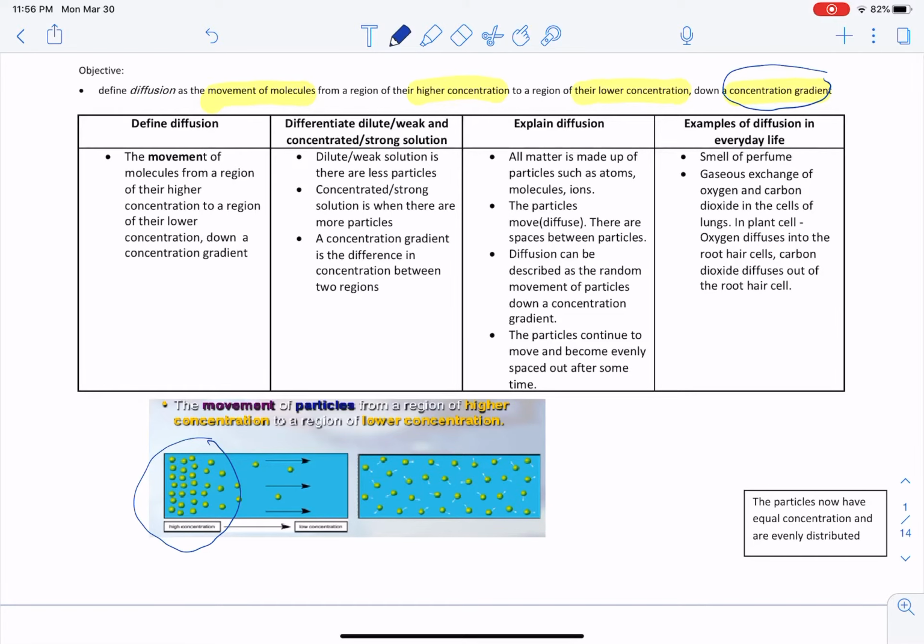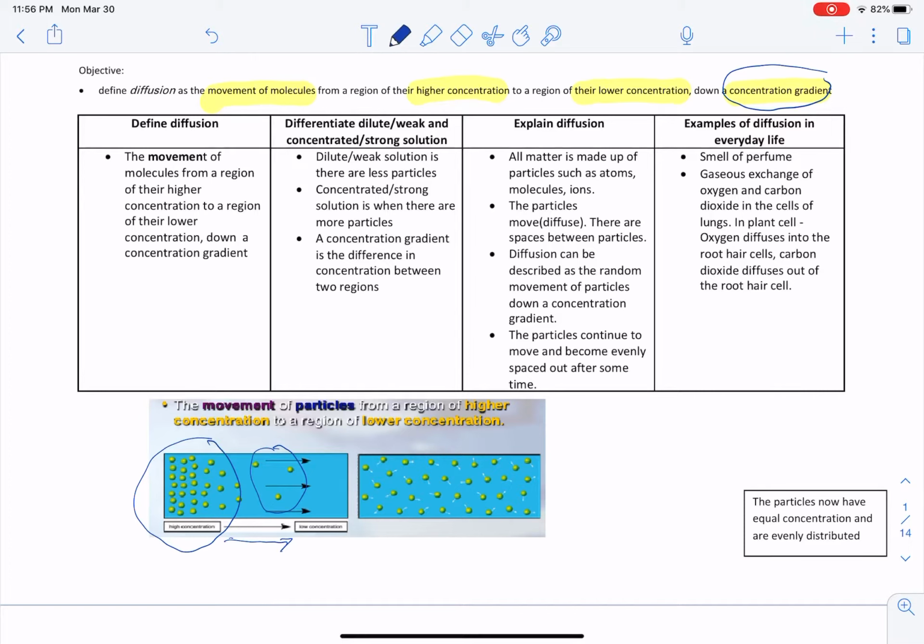So this is what we call higher concentration, and there are few particles at this part. So this is lower concentration. The arrow shows the molecules move from higher concentration to lower concentration.